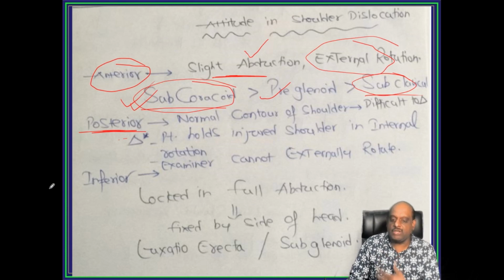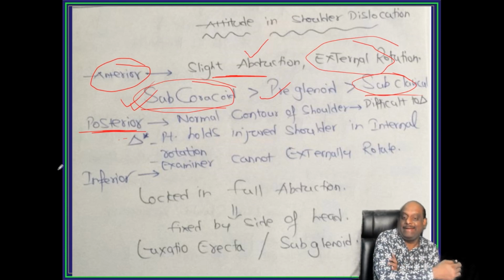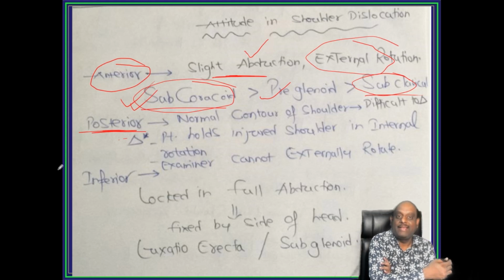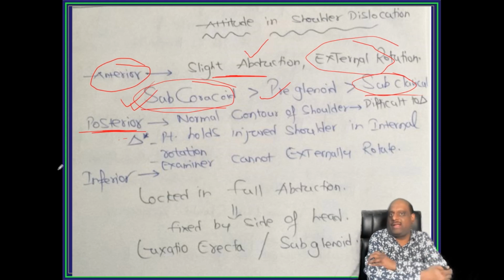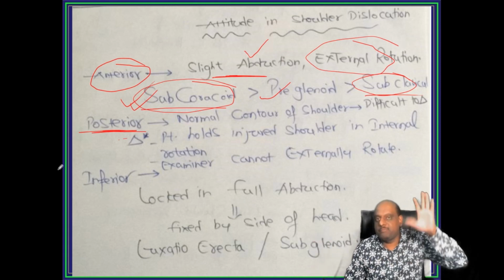So in posterior dislocation, the patient will be holding the injured shoulder in internal rotation and the examiner cannot externally rotate it at all. That is a posterior dislocation.